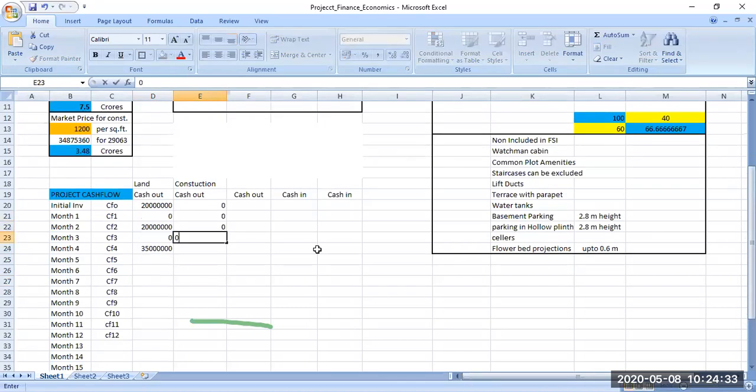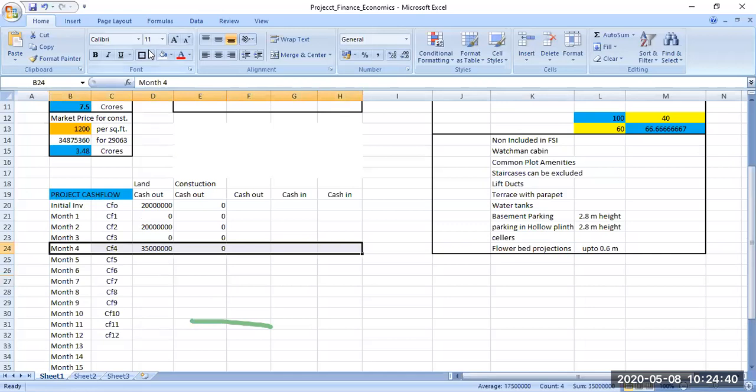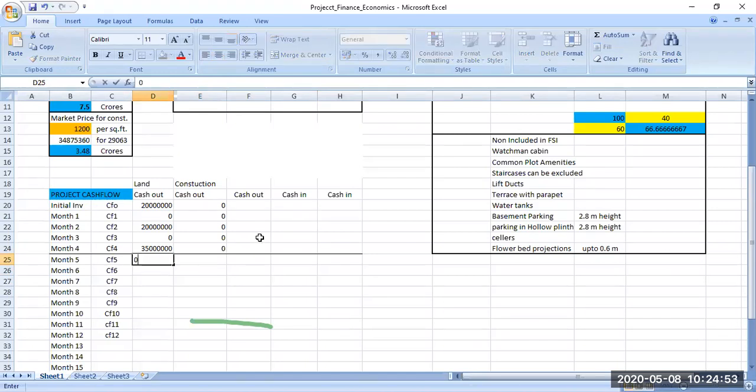Okay, and it was only after the 4th month, at this stage when my land acquisition was complete, that I went to RERA to register my project. It took me 1 month to register my project. Again, I'm just assuming here.